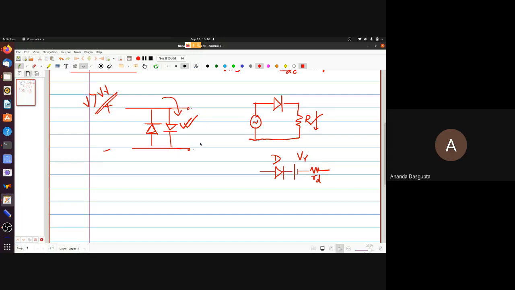It will not budge from there. What happens with the other diode? The other diode, of course, carries no current.